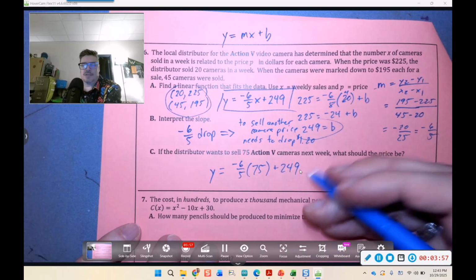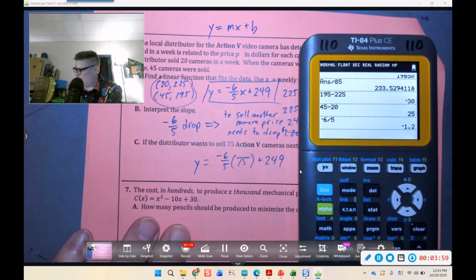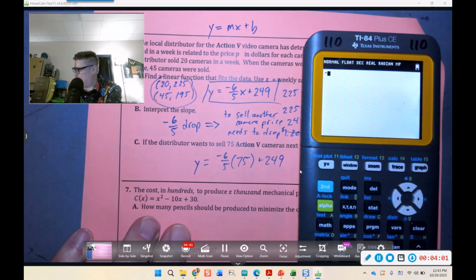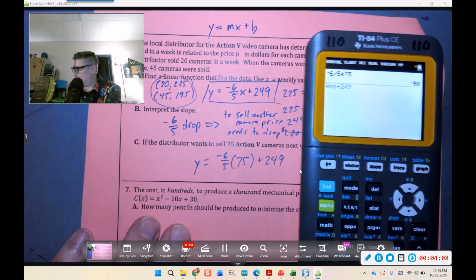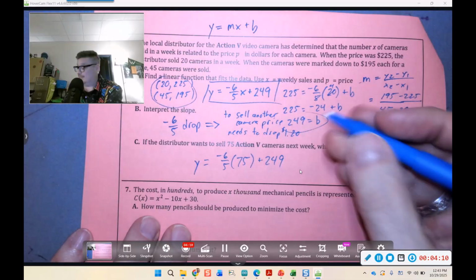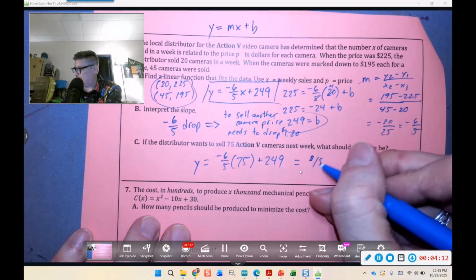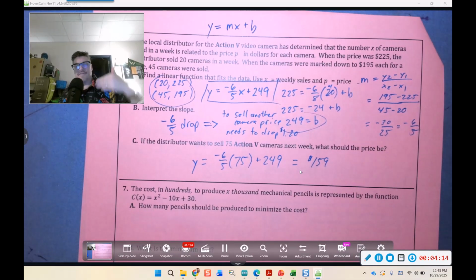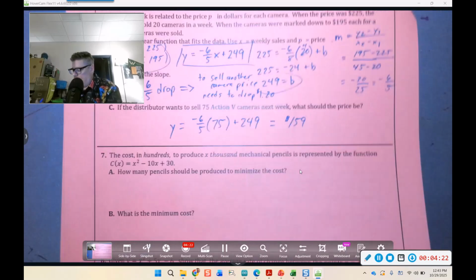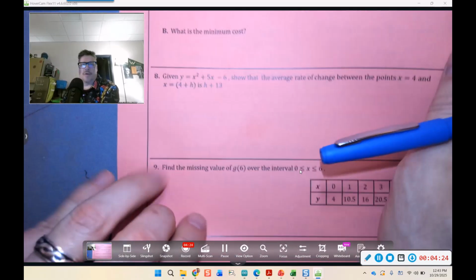Okay, so if I want to sell 75 cameras, I'm going to go ahead and just execute this. -6/5 times 75 equals that, plus the 249. And I better sell it for $159. Okay, if I sold it for $159 each, I'm going to get 75 cameras.